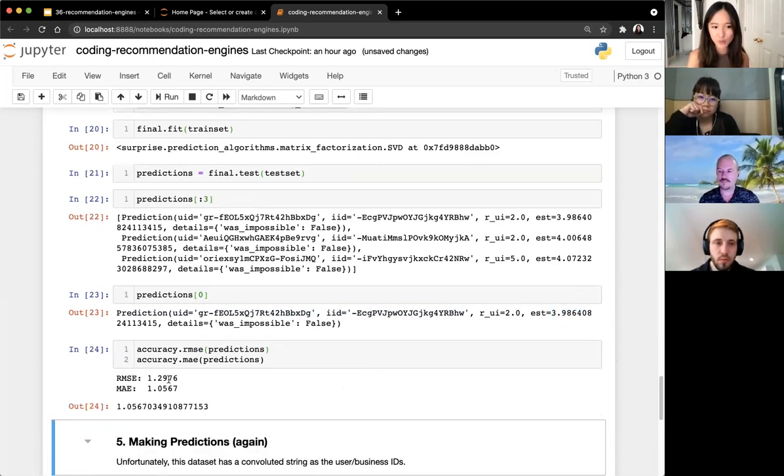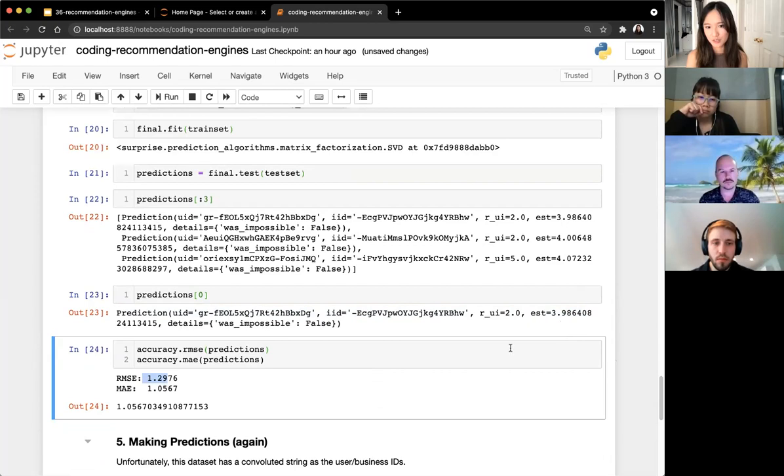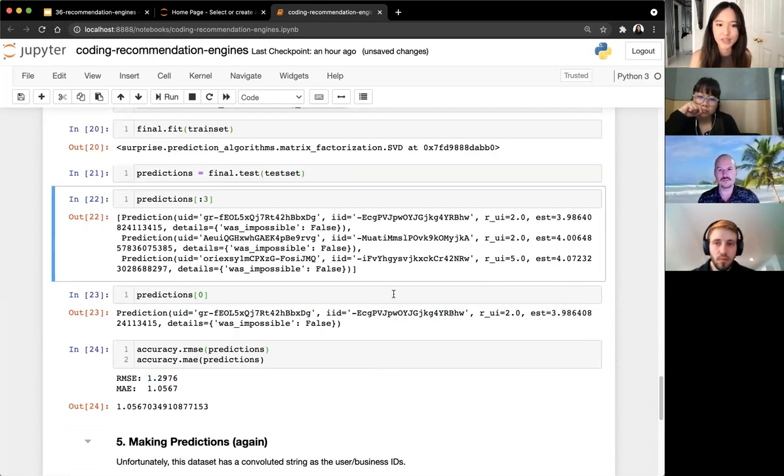Okay, this is not a great example, but I wonder what the RMSE is here. Okay, so the RMSE is like a 1.3. So it's about 1.3 stars off. So this being 2 stars off kind of tracks. So yeah, this is how you can validate your model.